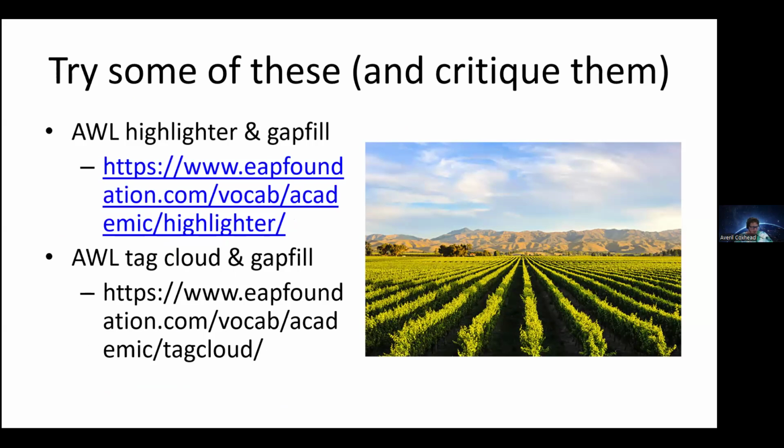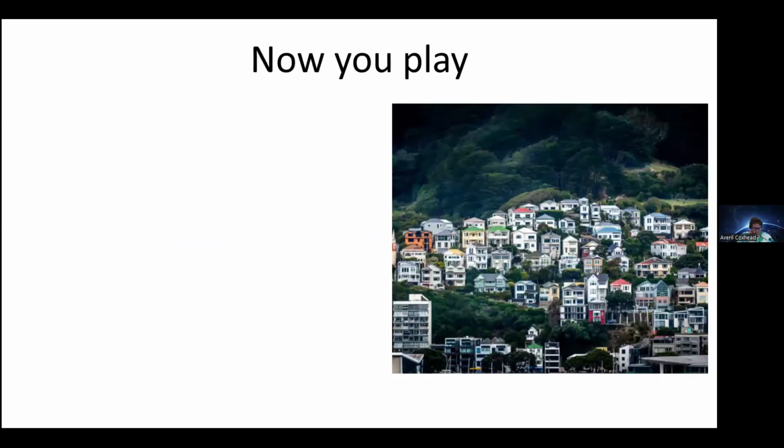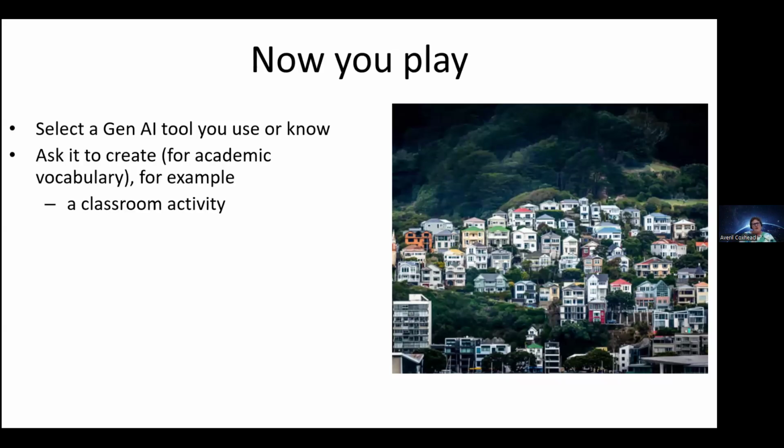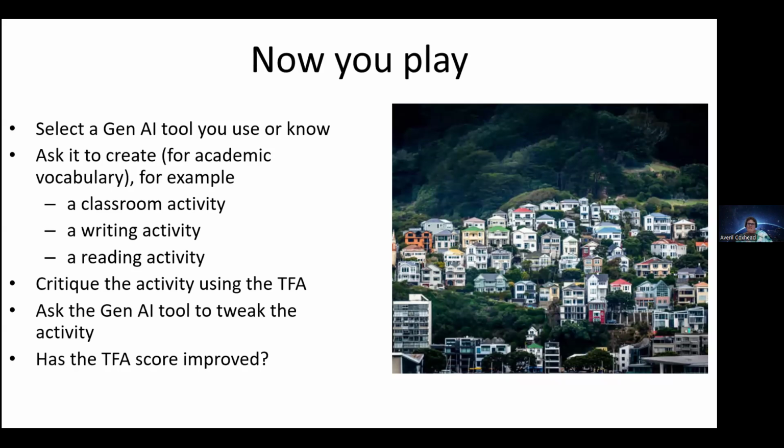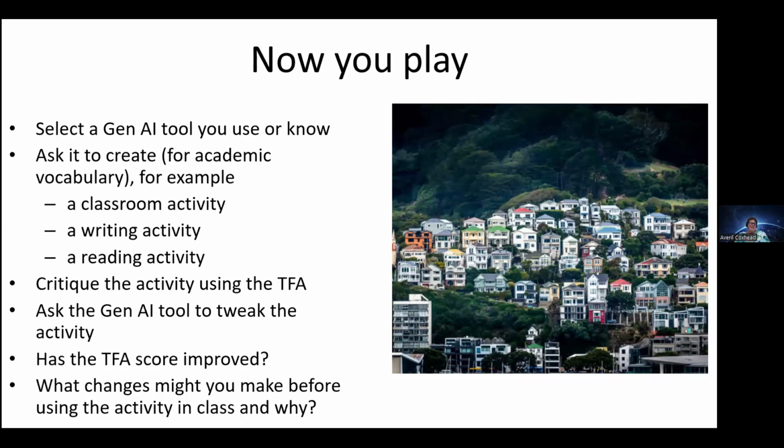Now, I was going to suggest that you had a bit of a play with the Gen AI tools. I'm going to give this to you for you to do part of your homework. Select a tool, ask it to create an academic vocabulary classroom activity or a writing activity, for example, or a reading activity. It's quite interesting what it provides. Use the technique feature analysis to critique it and tweak it up a little bit, see whether or not the Gen AI tool will help you with that. Check the TFA score. Has it improved? When you do this work with the activity, does it get any better? And have a good think, because that's one of the great things about teaching, right? We learn as we teach. What changes you make to an activity before or after you take it into the classroom?